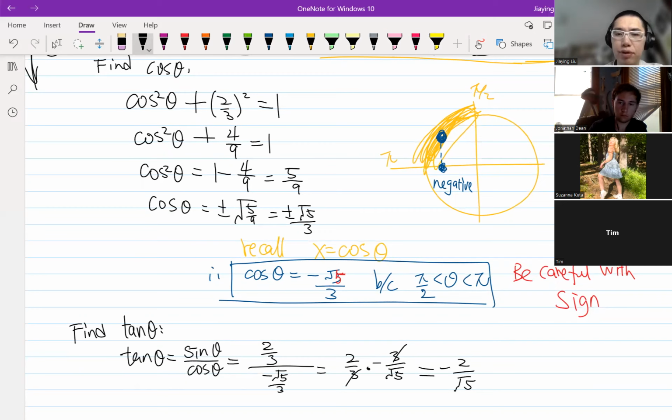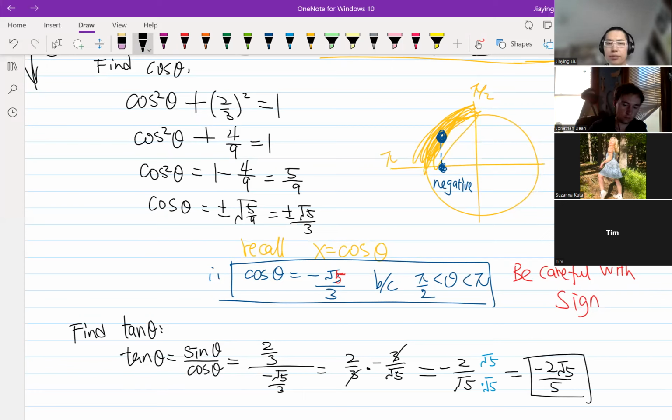We have to be careful. We don't like square roots in the denominator. To simplify further, we multiply by square root of 5 to both numerator and denominator. We end up with negative 2 root 5 over 5. So that's the tangent. All right, any questions on this?